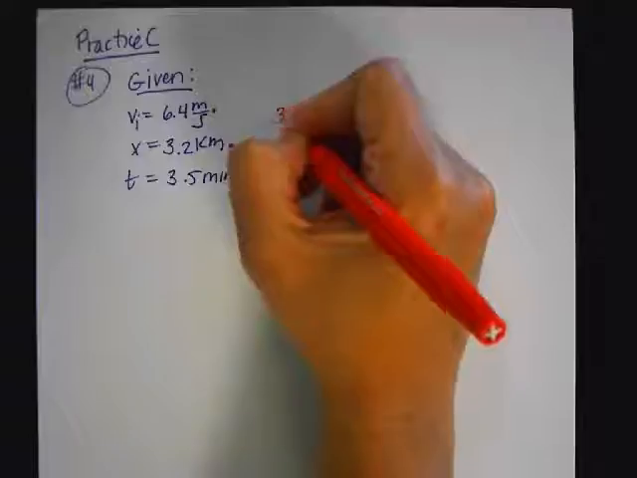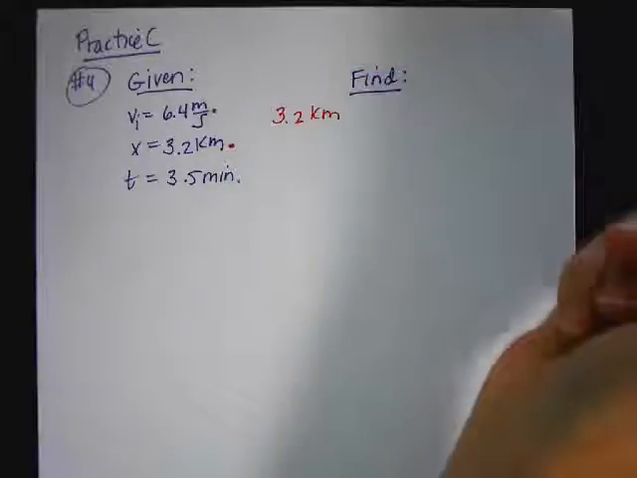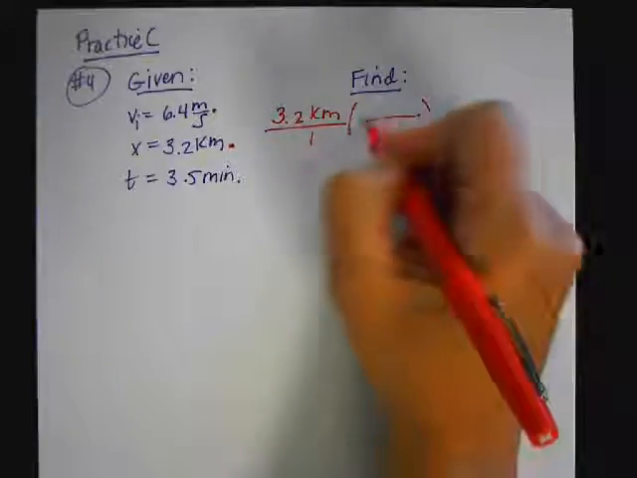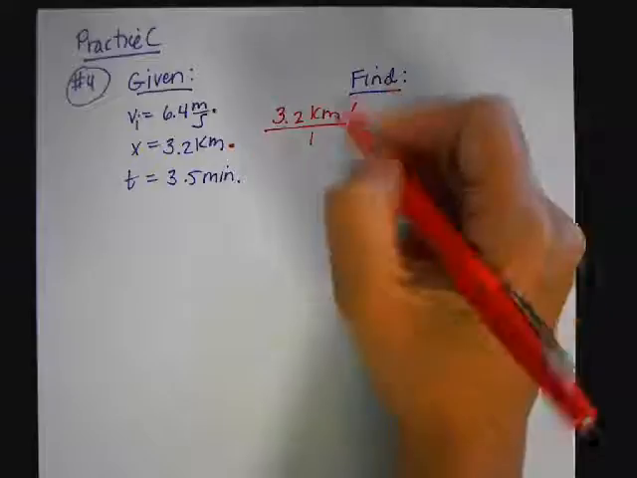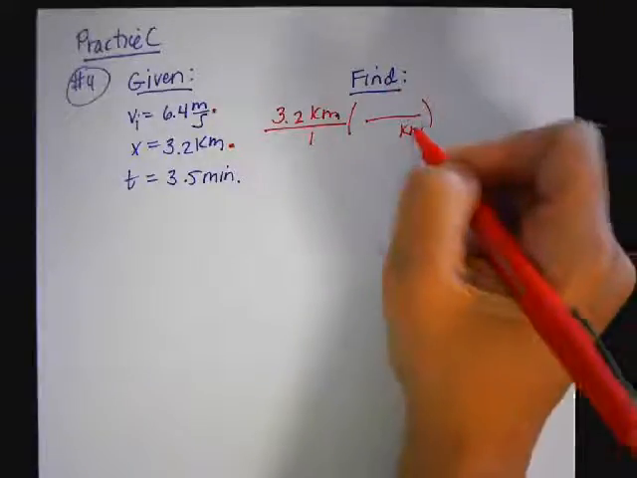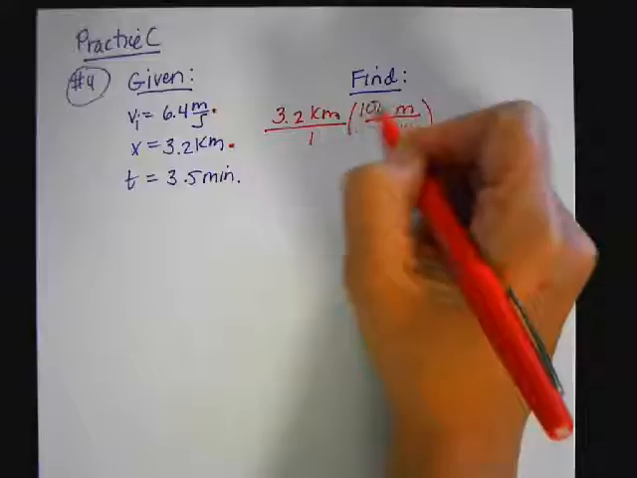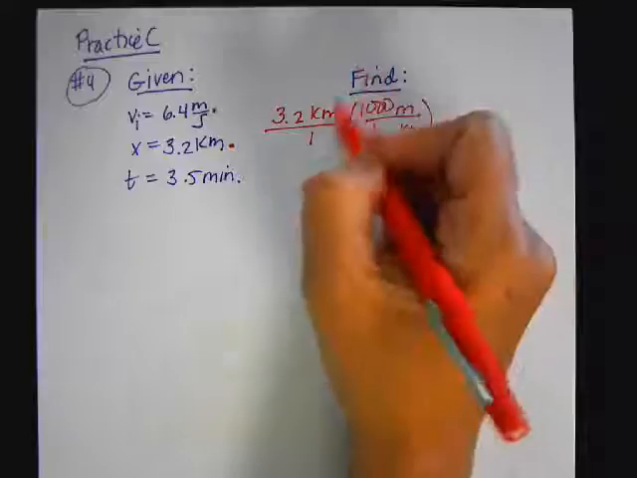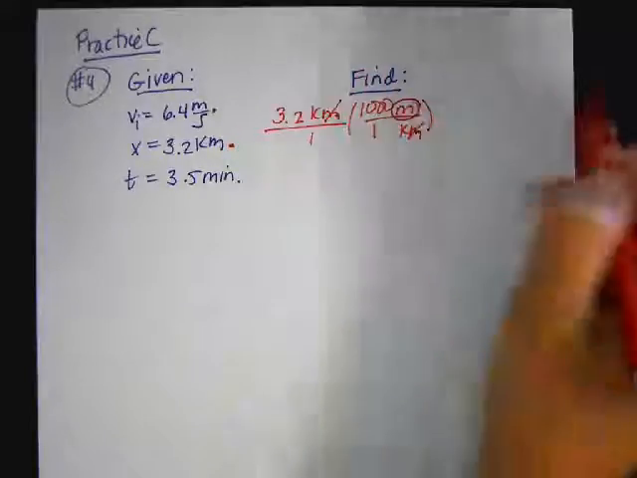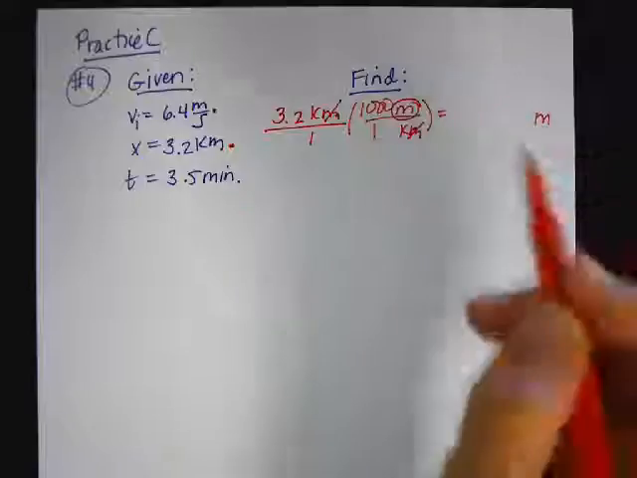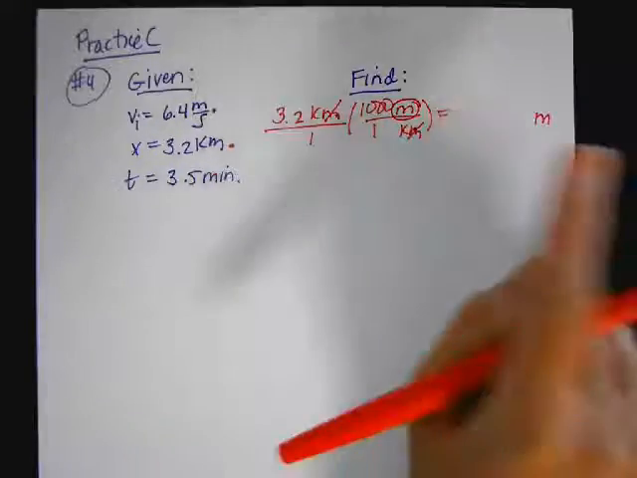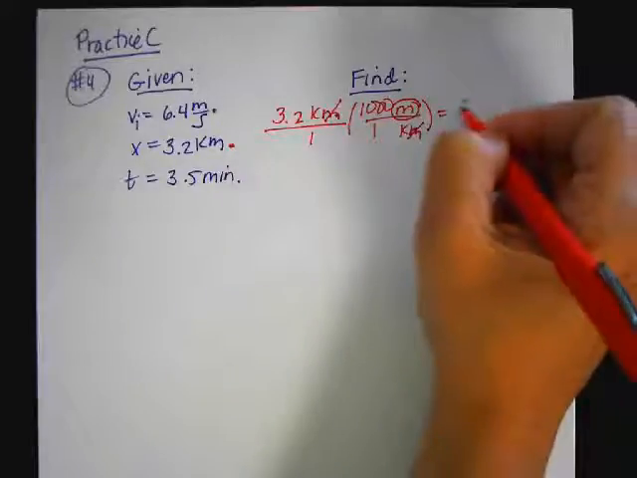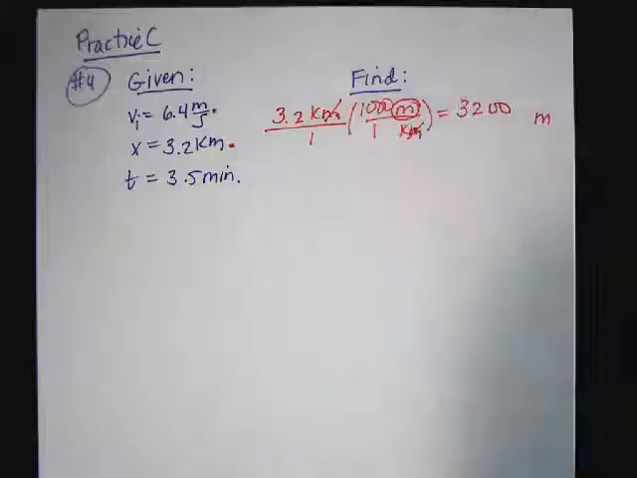So if I have 3.2 kilometers, now remember, when I convert, I can put this in the numerator. And if kilometers is in the numerator, I put it in the denominator, and I want to go from kilometers to meters, and there's 1,000 meters in a kilometer. So this cancels with that, and I end up with meters, which is my correct unit. Then I multiply 3.2 times 1,000, and I don't even need a calculator for that. I could just move my decimal point over 3 places.